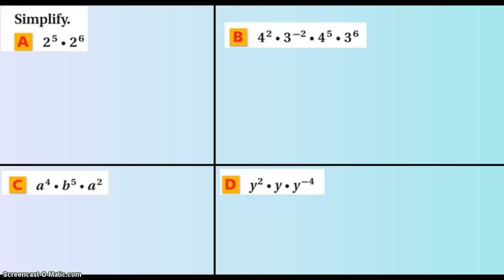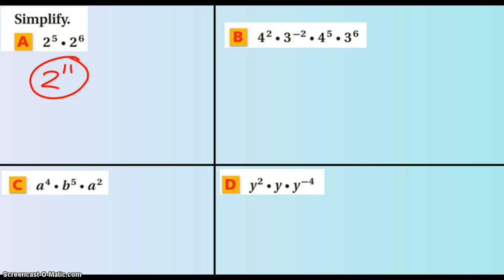So very quickly, some examples here. So if I have 2 to the 5th times 2 to the 6th, I can just add 5 plus 6 because I have the same base. That's 2 to the 11th. And you can just leave it just like that, okay, for the purpose of today. You don't have to find out the exact answer.